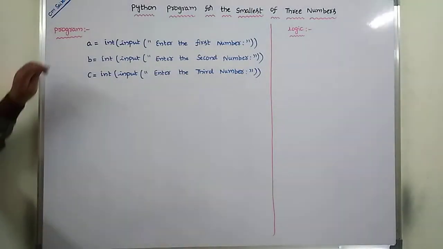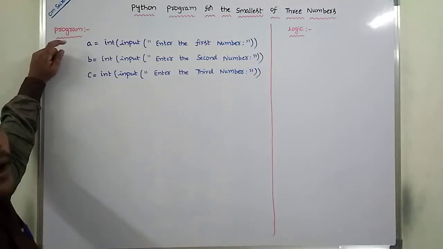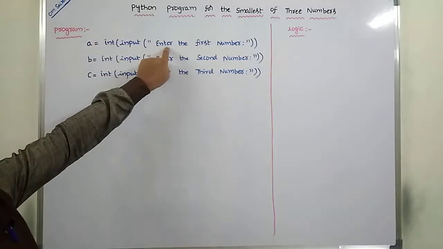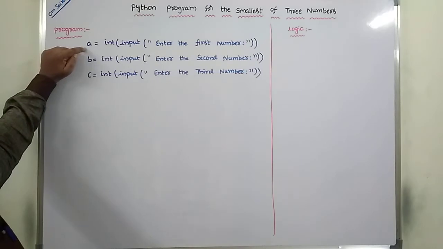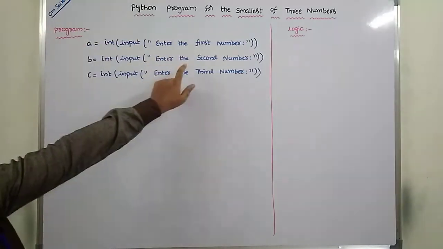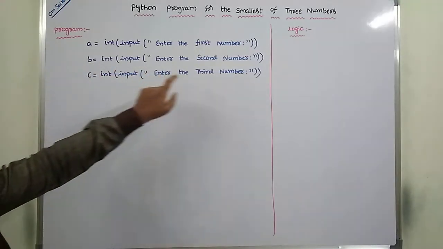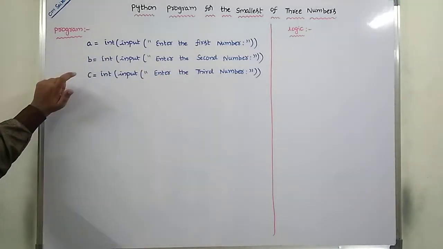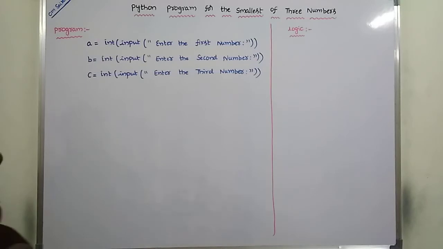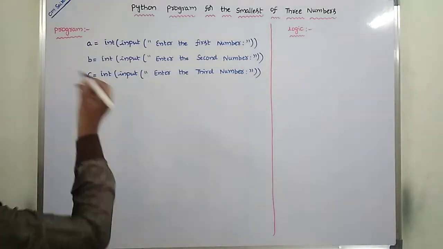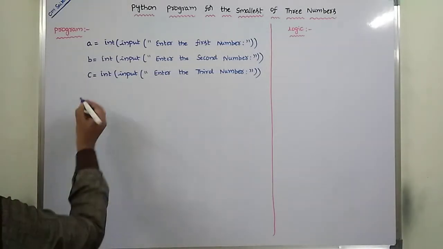Here we read the first number from the keyboard and assign it to variable a. Read the second number from the keyboard and assign it to b. Read the third number from the keyboard and assign it to c. Next we have to compare a with b and c.